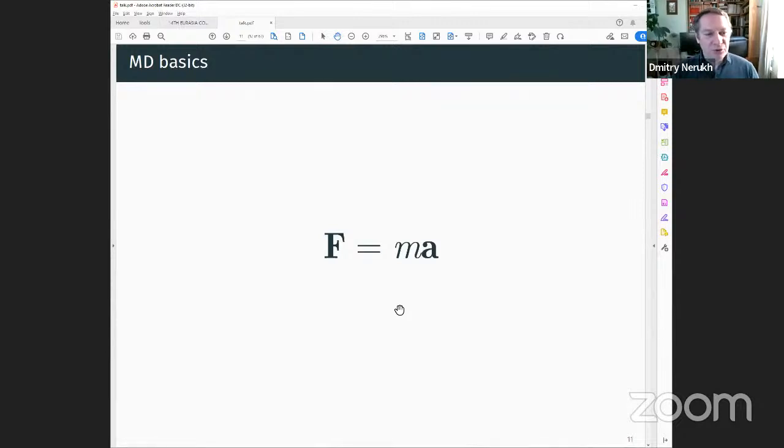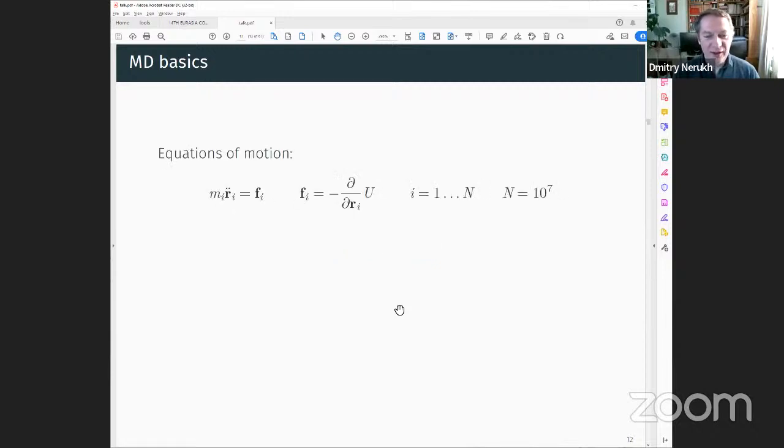And then when it comes to the theory of molecular simulations, the classical molecular simulations are based on the very well-known formula. Of course, we need to solve these Newton equations for a very large number of atoms. These are equations of motion where R is the position of an atom, F is the force, M is the mass, but we are talking usually about 10 to the 7th such equations to solve.